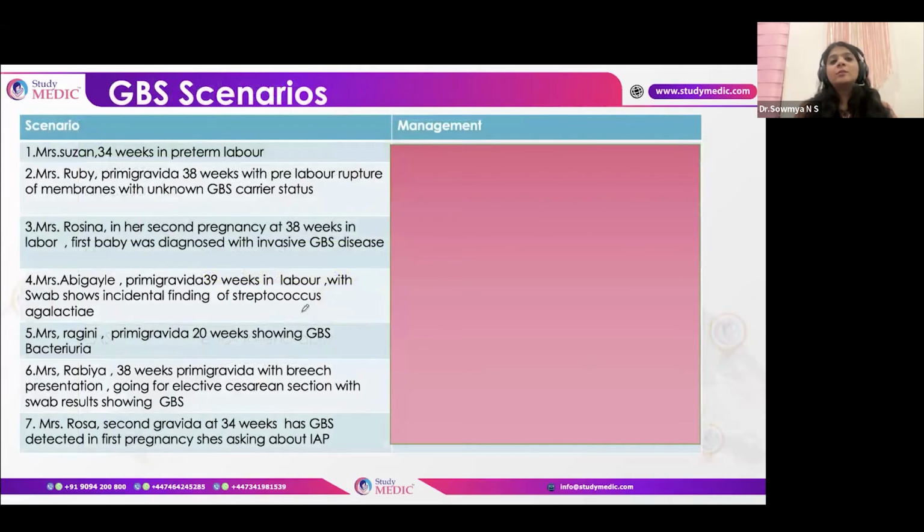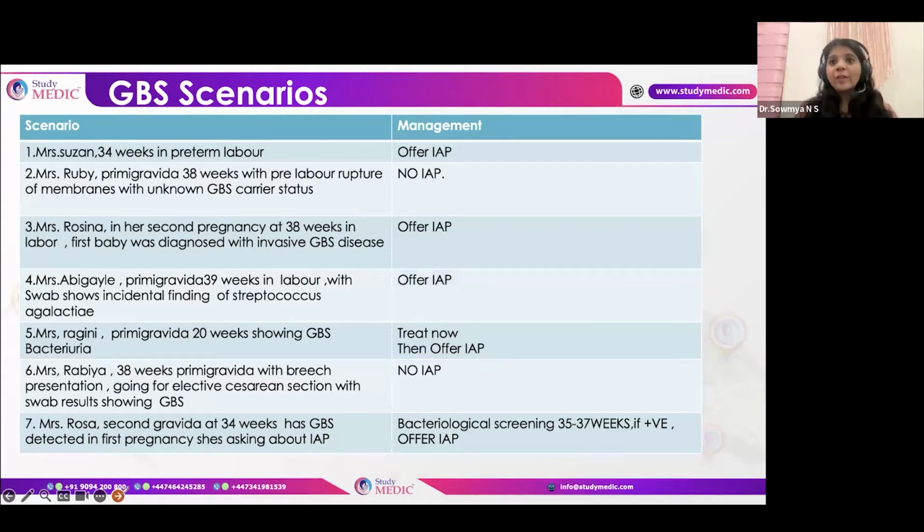Now, GBS scenarios. Okay, when to give intrapartum antibiotic prophylaxis? As you are all aware, benzyl penicillin is the drug of choice. But if somebody develops mild allergy, you can give cefuroxime. But if somebody has a severe allergy, then you need to shift to vancomycin. So GBS can have a severe effect for the baby. So that is the reason this is taken care of.